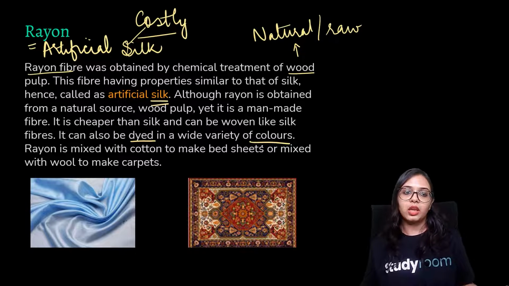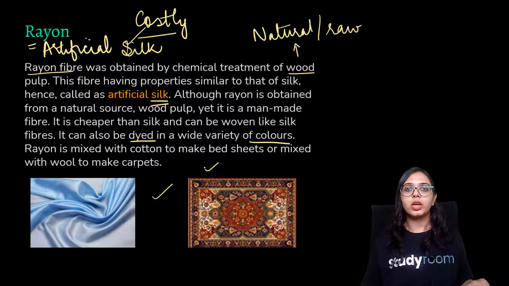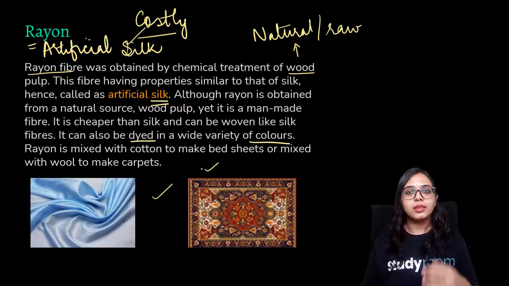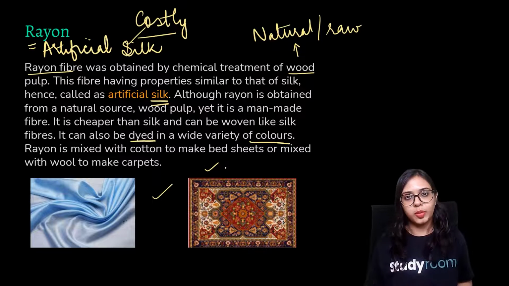So if say rayon is procured white, you can color it blue, red, green, orange, yellow. So we can add different colors to this rayon material, and we can get our desired products in our desired colors. Rayon is also mixed with cotton to make bed sheets or mixed with wool to make carpets.